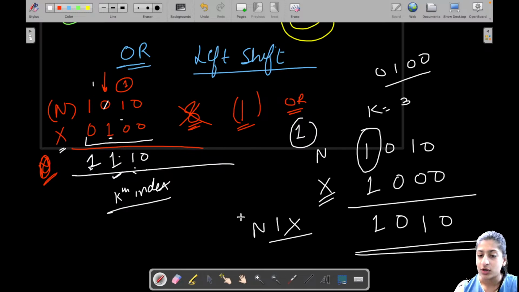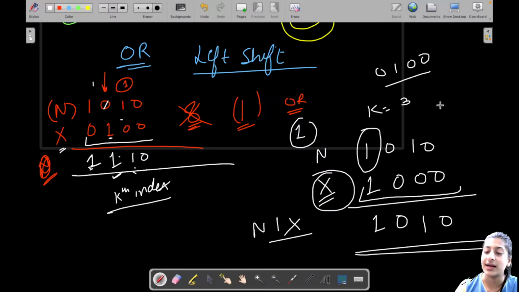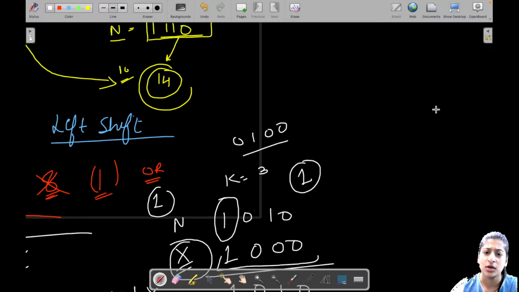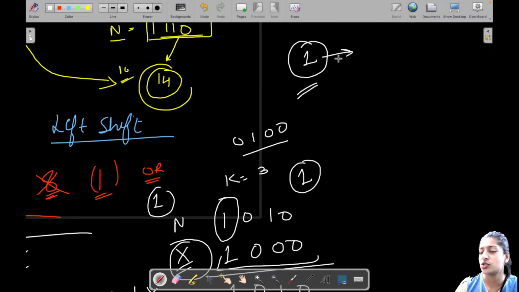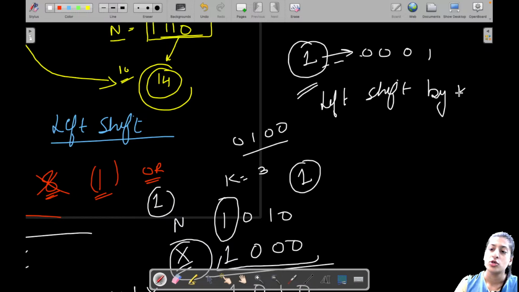But if I want a number x whose binary representation is such that you find a 1 only at the kth index and the rest of the bits are zeros, what can we do? Well, we can definitely choose the number 1. The binary representation of 1 is this, with as many zeros as you want. Now can I do one thing? Left shift your number 1 by k places. Left shift by k.